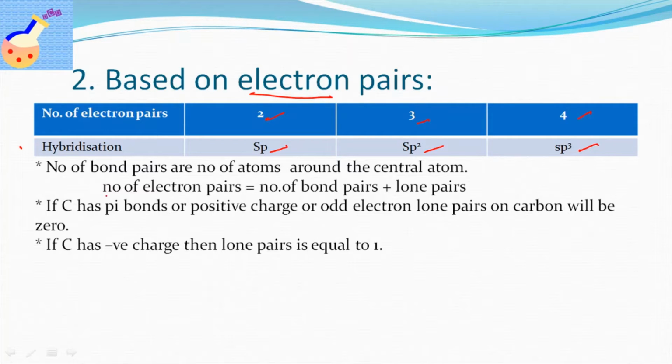And we know the formula: number of electron pairs is equal to number of bond pairs plus number of lone pairs. I will tell you how to find out the bond pairs and lone pairs. Coming to the bond pairs, what do you mean by bond pairs? The number of atoms around the central atom is called bond pairs. See here, if you take methane, there is a central atom carbon and 4 hydrogens around the carbon. That's why bond pairs are 4.